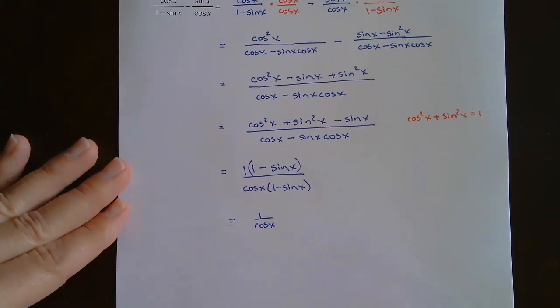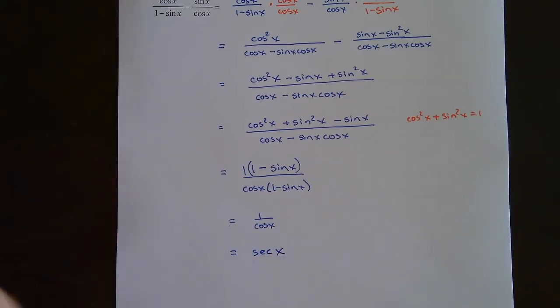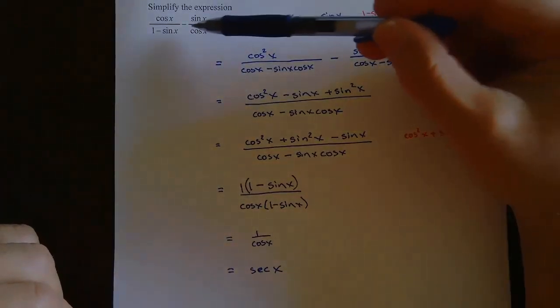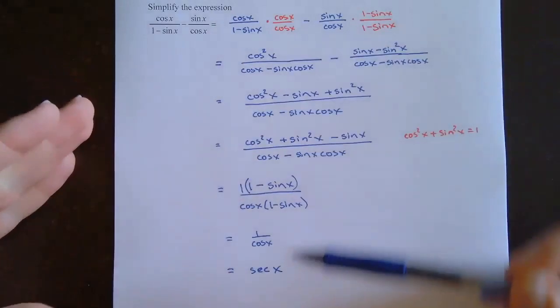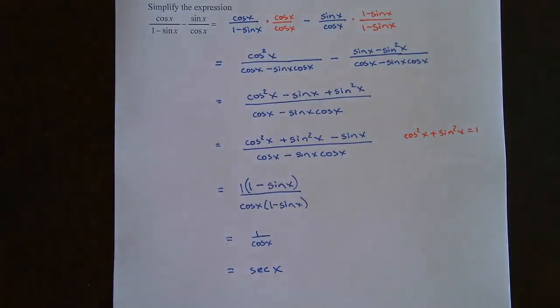And what is 1 over cosine x? Well, that is secant x. So that's our answer. This is equivalent to secant of x. Okay, so all of that, these two fractions that we're subtracting, it all comes down to just being the same as secant of x. Okay. All right, let's go to example number 2.